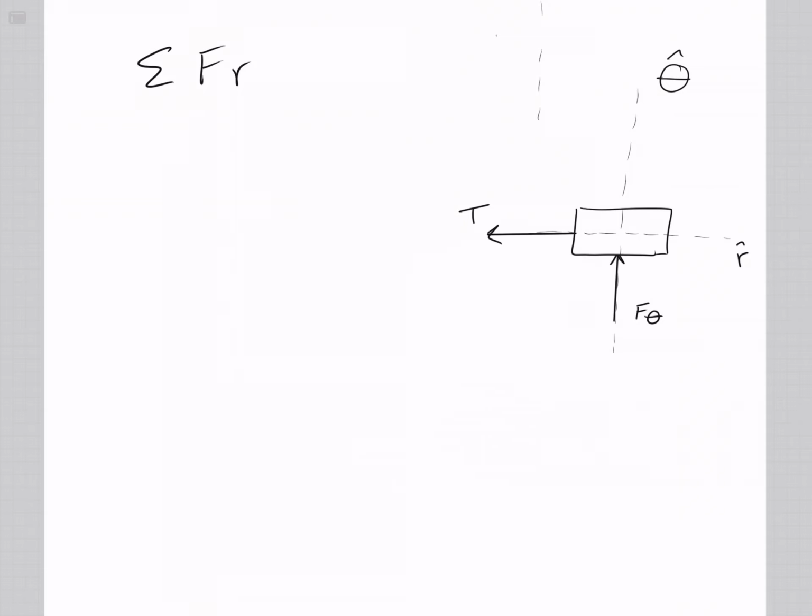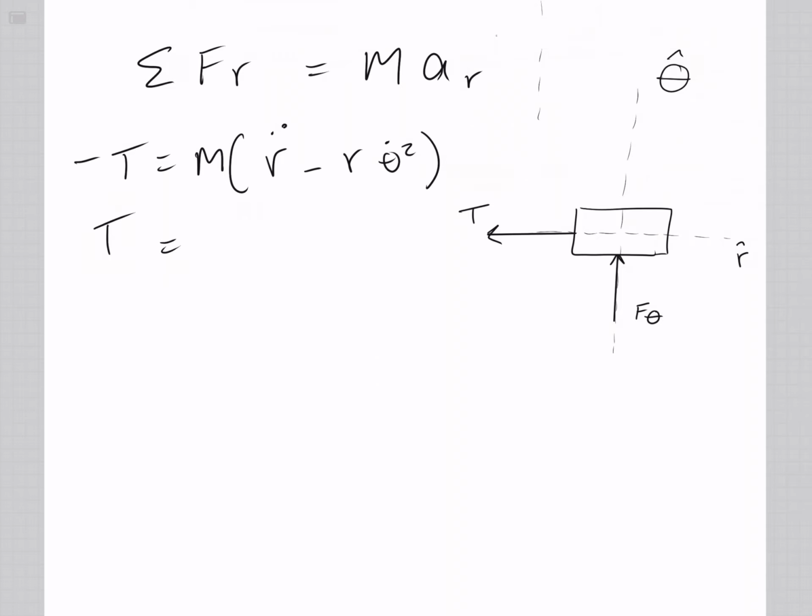Let's solve F of r first. So F of r equals m a r. And we're given the equation for a r in the text, so we'll use that to solve our problem. The only force is negative T, so we know that it has to be dynamic because there's no counteracting force, equals m times r double dot minus r theta dot squared.